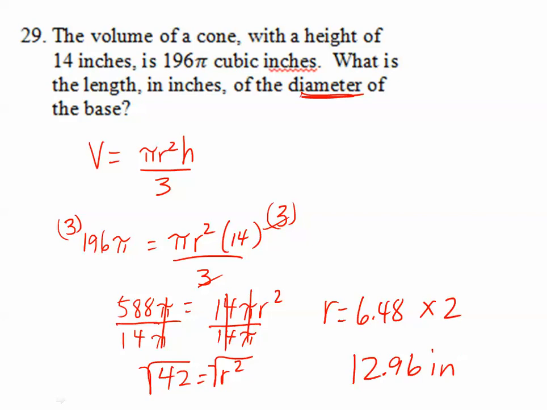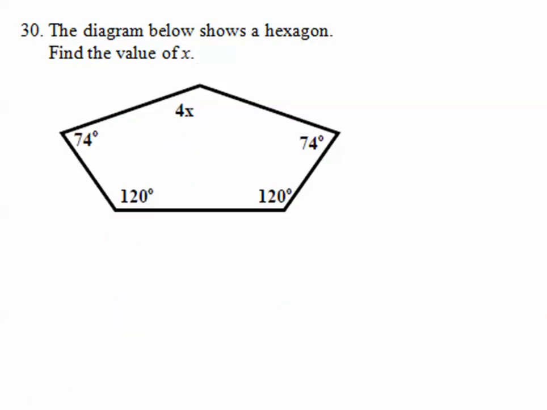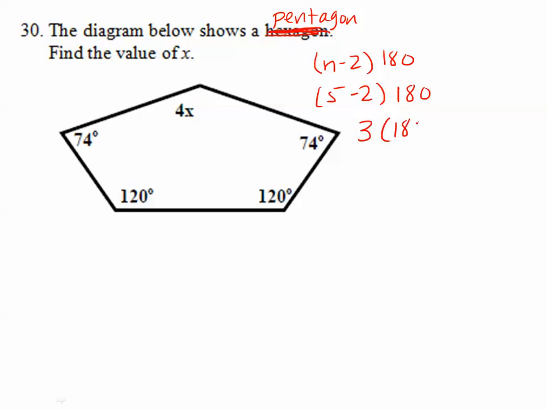Number 30, the last one. The diagram below shows not a hexagon, but a pentagon. Find the value of X. So to find out what all of these angles add up to, I have to use the formula for finding the sum of the interior angles of a polygon. And that formula, if you remember, is n minus 2 times 180, where n is the number of sides. So this one has 5 sides, so it's 5 minus 2 times 180, or 3 times 180, and that equals 540. So all these angles add up to 540 degrees.